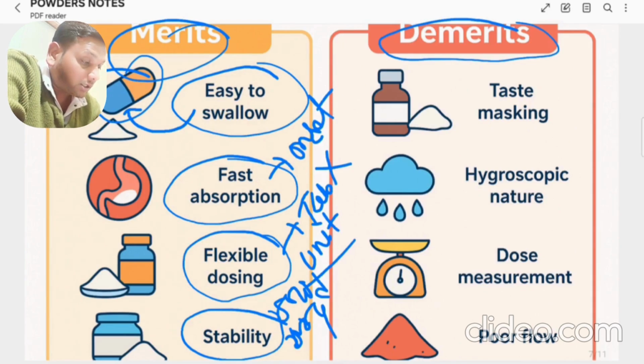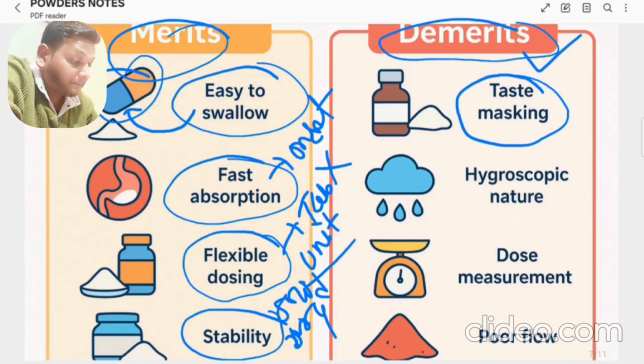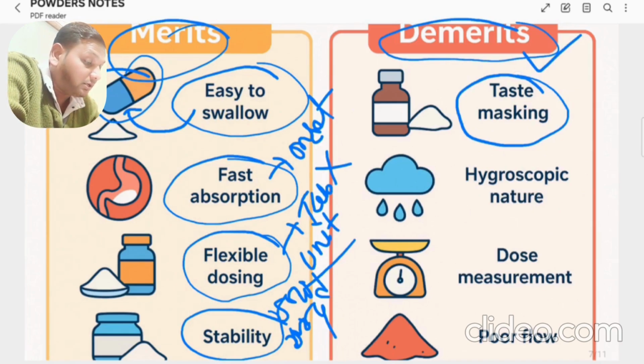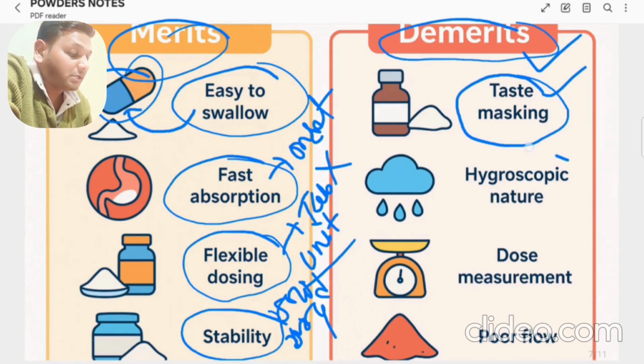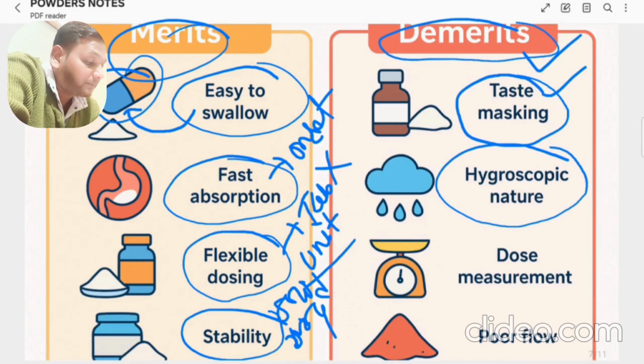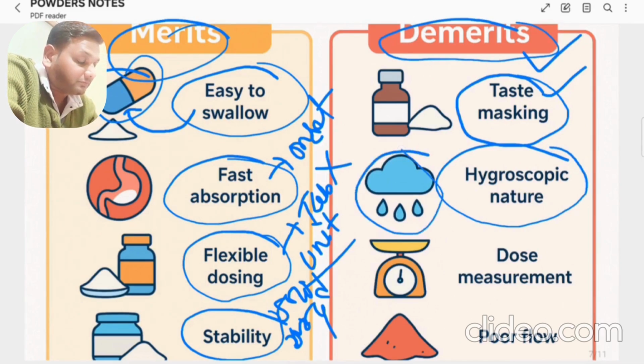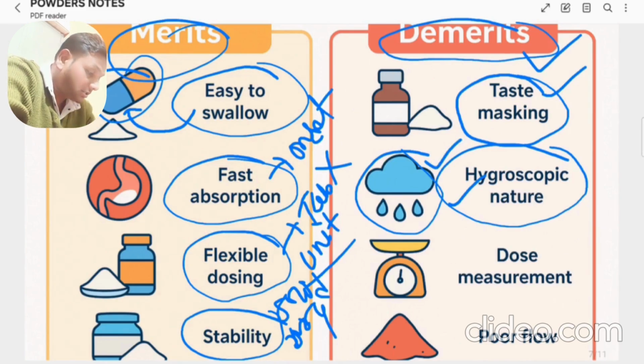Then what are the demerits or disadvantages? We need to mask the taste. If it is a bad-tasting powder, then we need to add some sweetening agent or other agents to mask the bad taste. If the powder is hygroscopic in nature, meaning it is going to absorb moisture from the climate, then it is also difficult to formulate those powders in the form of tablets because there is a variation in the weight and that will affect the dosage.